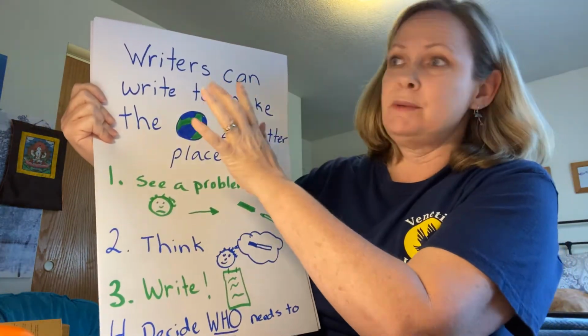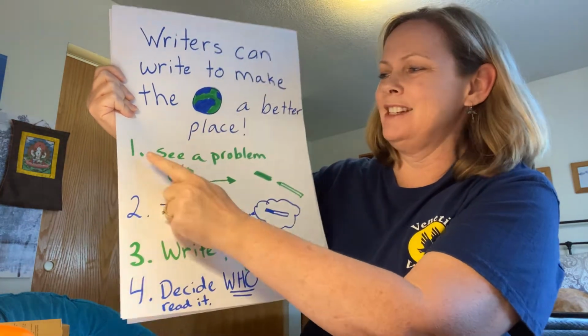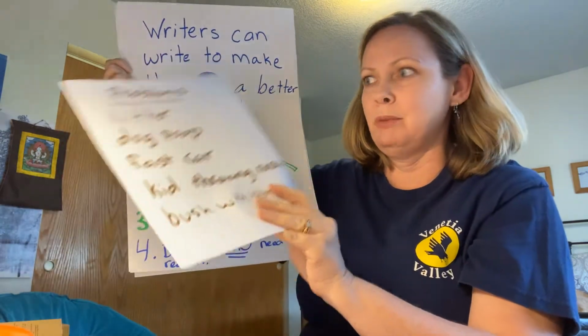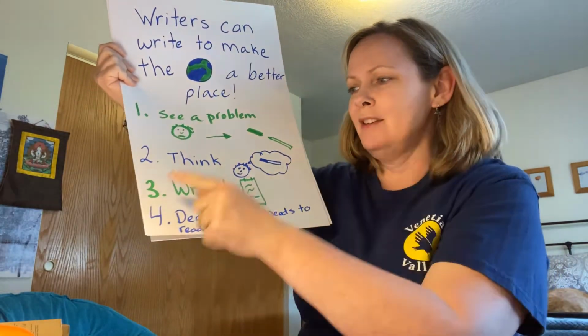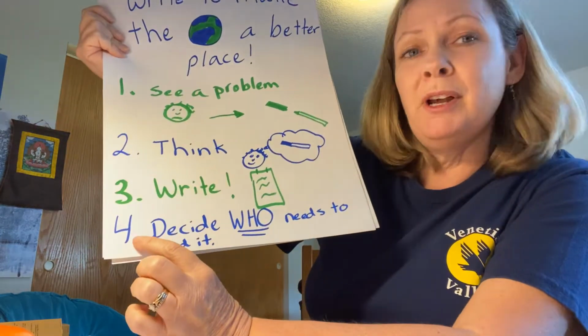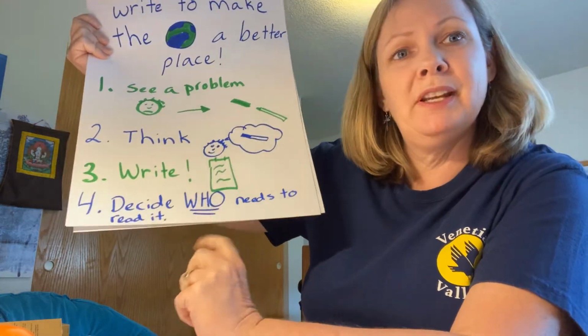So we already read this one. Writers can write to make the world a better place. Number 1, see a problem. I saw lots of problems. Number 2, think. I thought a lot about it. Number 3, write. Remember, I wrote my posters. Now the 4th one is a new one. Decide who needs to read it.